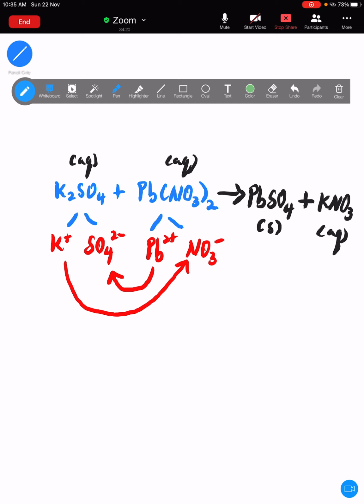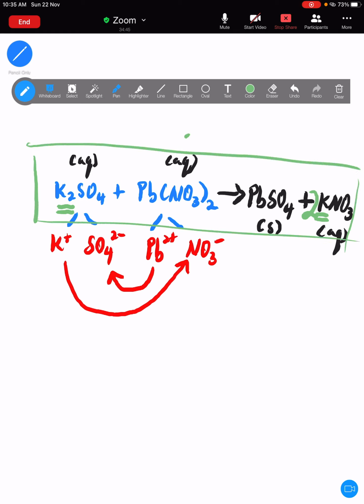Is this balanced? Not yet, because it has 2 potassium over here, and here only 1 potassium, so you put a 2 over here. So 2, 2, and 1, 1, 2. Okay, I think it is balanced. Yes. Is this balanced?